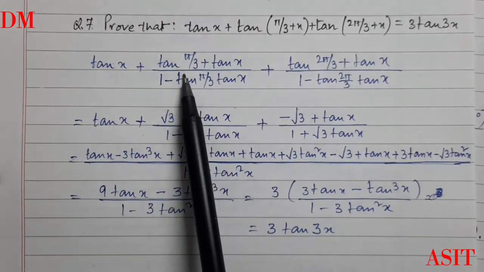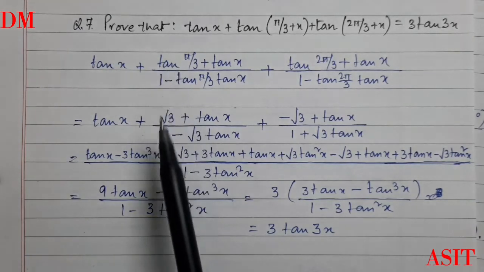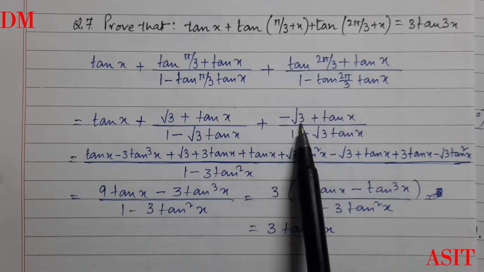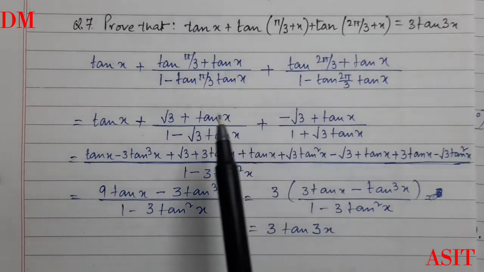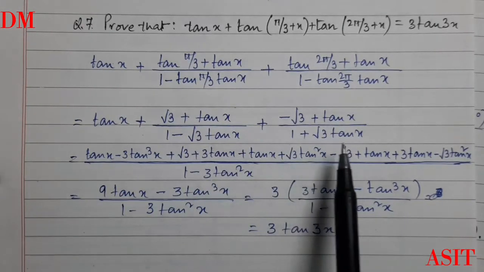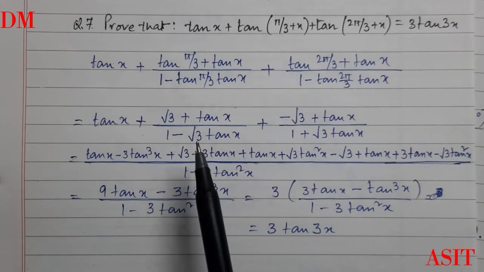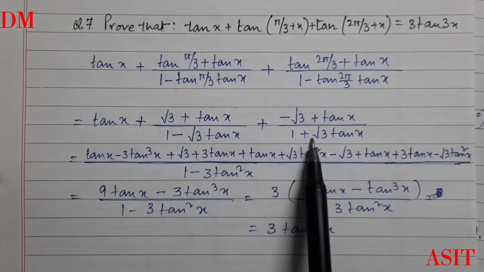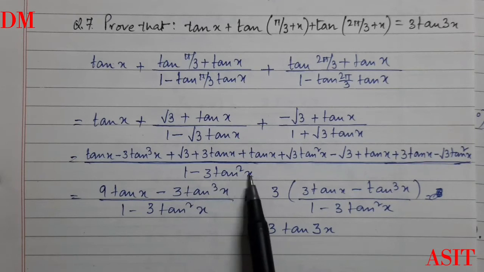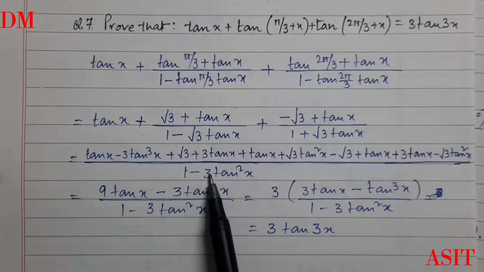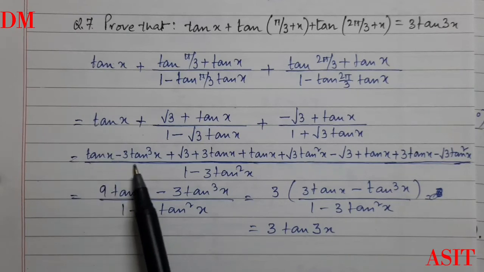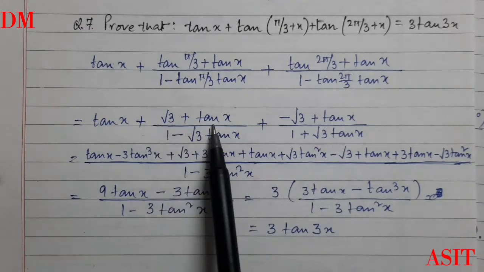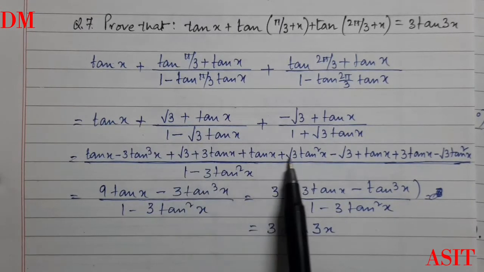Now we can use the value of tan pi by 3. Tan pi by 3 is tan 60 degree, which is root 3, and tan 2 pi by 3 is tan 120 degree, which is minus root 3. Now after putting the values of tan pi by 3 and tan 2 pi by 3, we got this expression. Now we can take the LCM. The LCM will be the product of these two terms, that will be 1 minus 3 tan square x. Now this 1 minus 3 tan square x will be multiplied with tan x, which will give these 2 terms. Then 1 plus 3 root 3 tan x into root 3 plus tan x, which gives these terms.